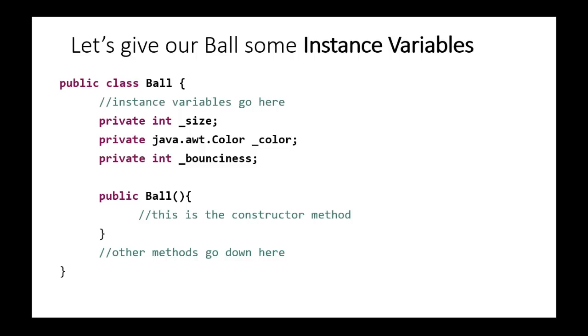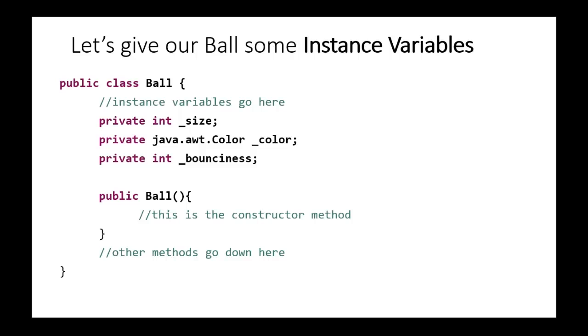Down here we got our bounciness instance variable, and it's an int. Now this is kind of where the design choices come into play, because you can make bounciness a double, or size a double, or color your own version of a color class. But you have to make decisions. Do you want your size to be able to be a decimal? Do you want your bounciness to be able to be a decimal? It all depends on how you like to code. There's a million ways to code anything. It's just how you like to do it.